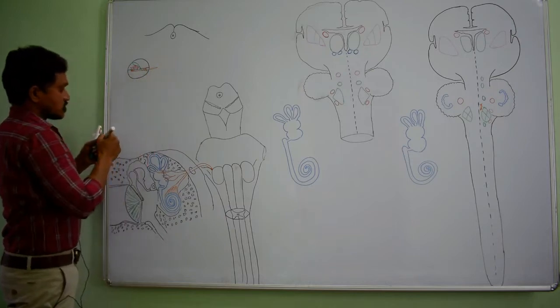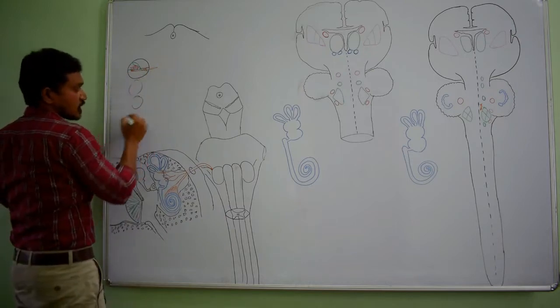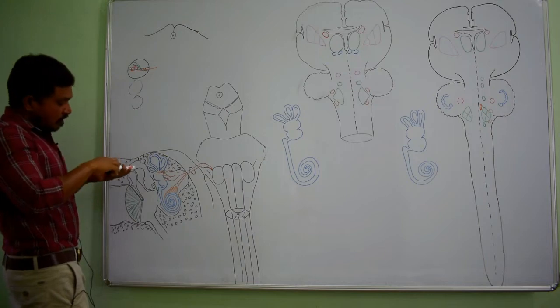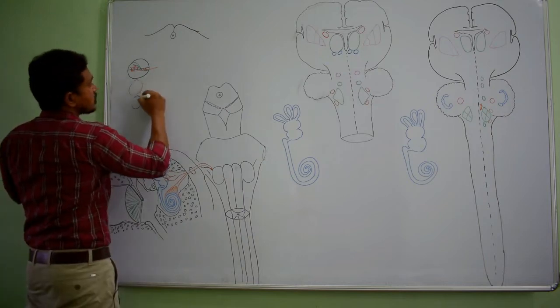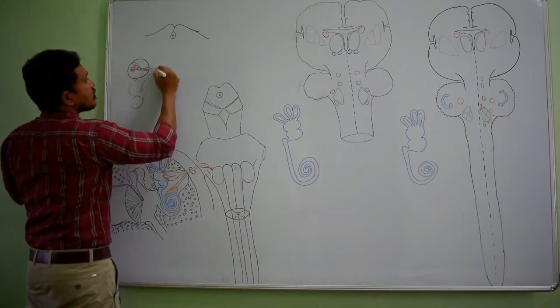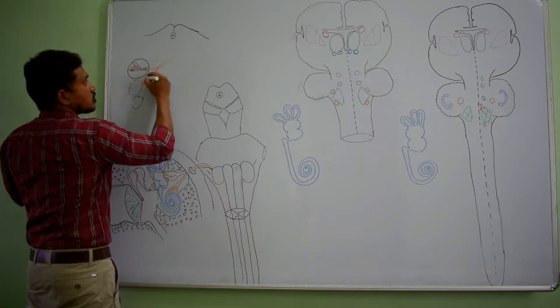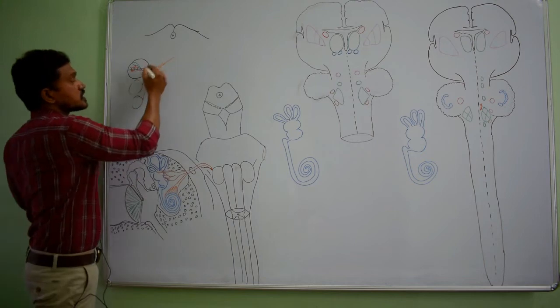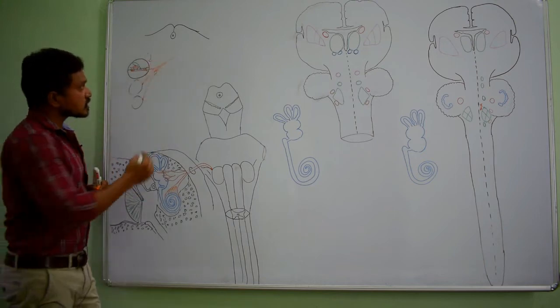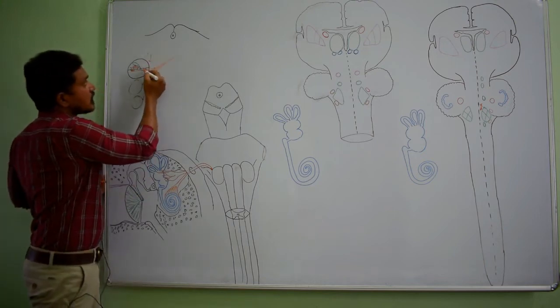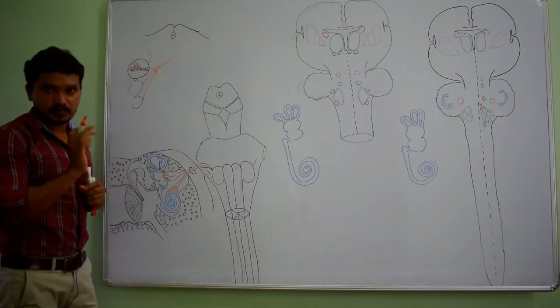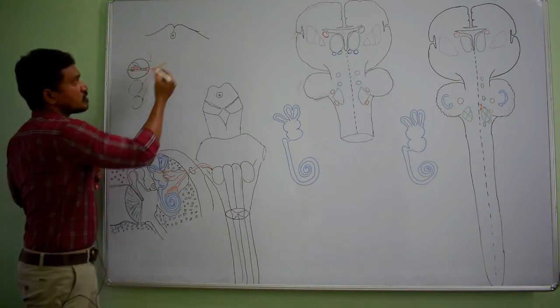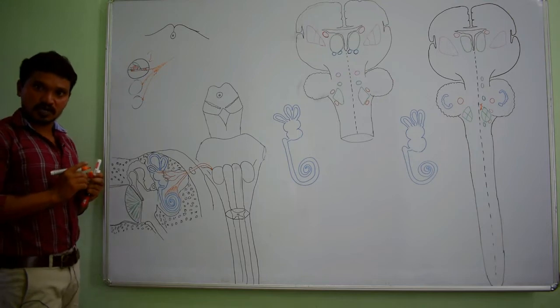All these central processes, like this, so many cut sections will be there, no? All these central processes will be united and form the cochlear part of the vestibulocochlear nerve. That means this is the first order neuron. Where are the neurons present? Present in the ganglion. Which ganglion? Spiral ganglion. So this is the cochlear part of the vestibulocochlear nerve.